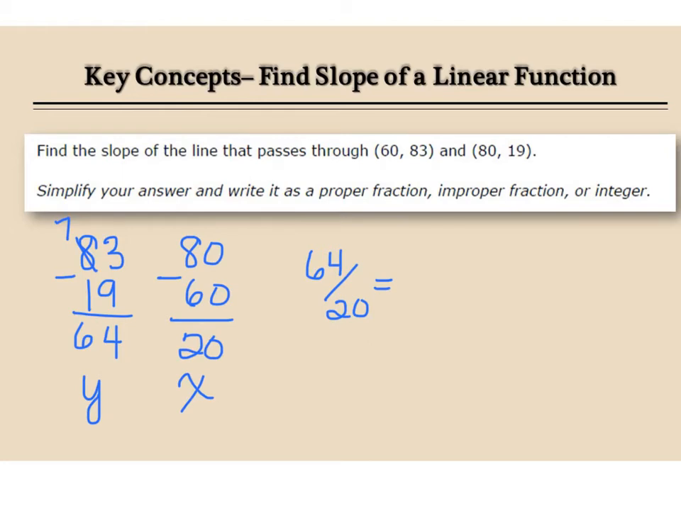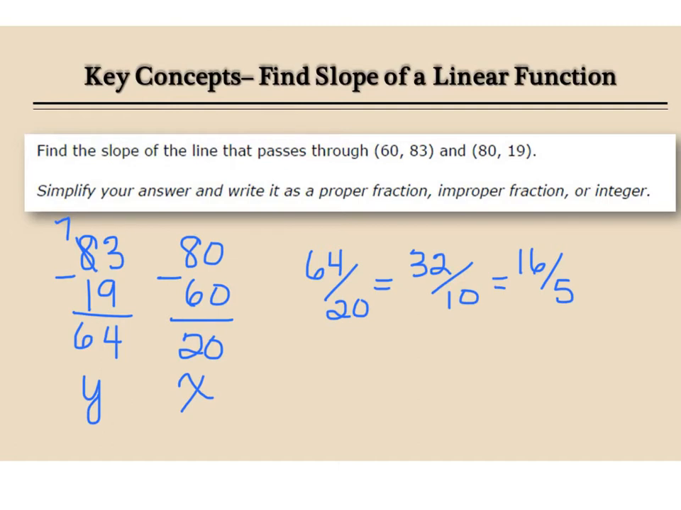First of all, I'm just going to divide these in half. I don't have my calculator with me, so I know 32 over 10 and half again is 16 over 5. And that's all the farther I have to go. I don't have to change this into a mixed number. I can leave it as an improper fraction.